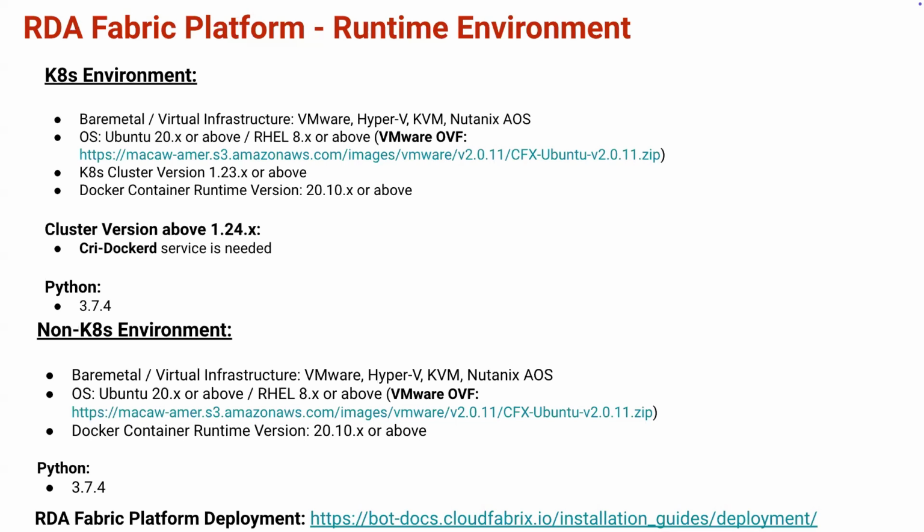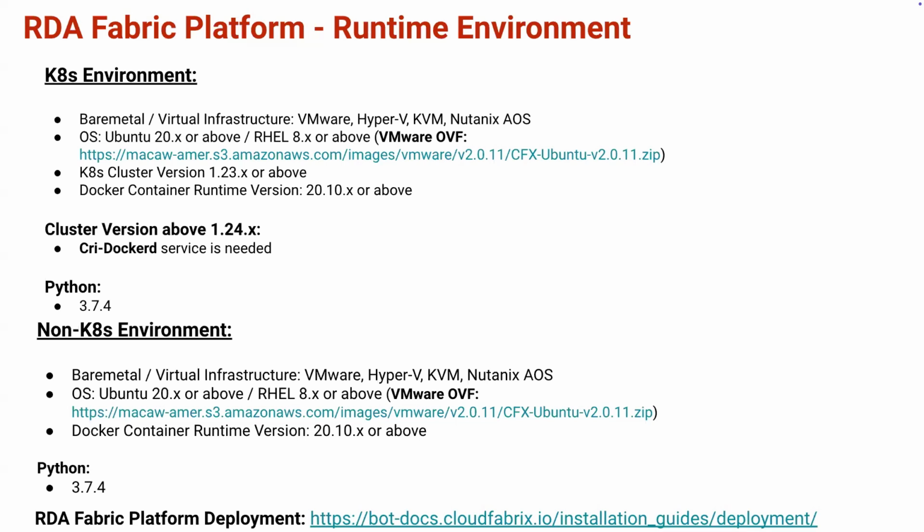When we talk about a Kubernetes infrastructure environment, be it bare metal or virtual infrastructure, we support VMware, Hyper-V, KVM, and Nutanix AOS. From the OS point of view, we have certified and validated both Ubuntu and Red Hat Enterprise Linux. For a VMware virtualized environment, we have a standard OVF, which is pre-built, pre-validated, and integrated and installed with all the prerequisites like Docker containers, Docker Compose, Python versions, and whatnot.